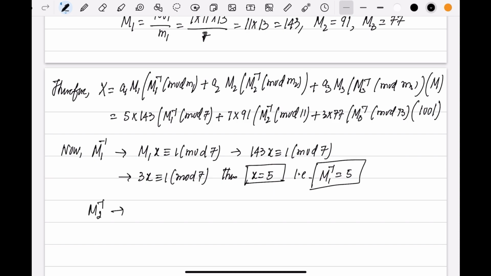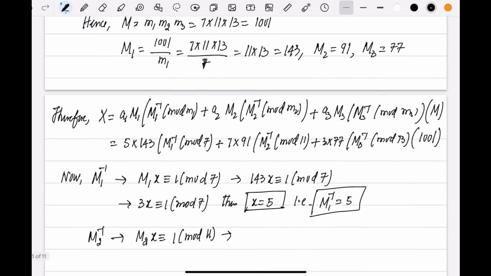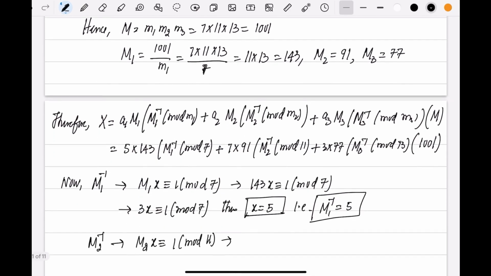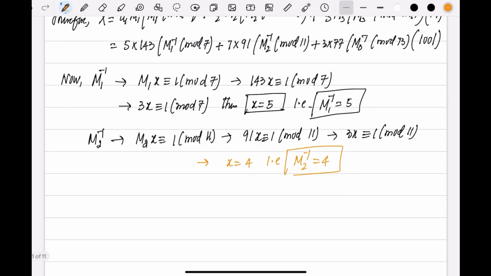Now for m2 inverse, we again have to solve a similar congruence. m2x is congruent to 1 modulo small m2, that's 11. Substituting the value of m2, which is 91, we get 91x congruent to 1 modulo 11. Dividing 91 by 11, this gives 3x congruent to 1 modulo 11. Now checking in Z11, x is equal to 4 because 3 into 4 is 12, and 12 minus 1 is 11. So m2 inverse is equal to 4. So we have obtained the value of m2 inverse.